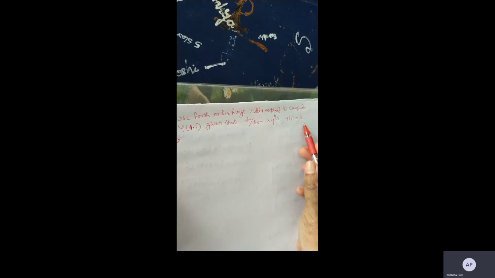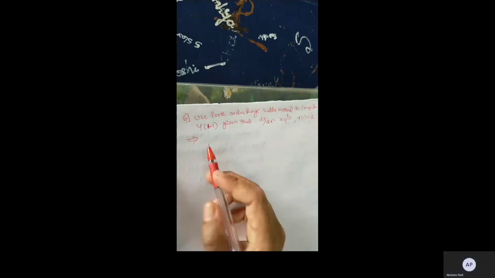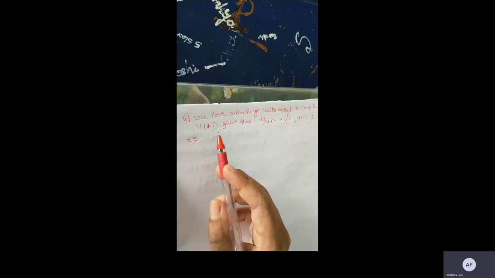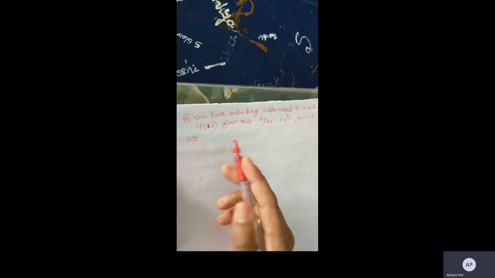In this particular example, they have given a differential equation in the form x into y raised to 1 by 3. The initial condition they have given is y of 1 equals 1. It means x0 value is 1, y0 value is also 1, and they have asked us to calculate the y value at x equals 1.1. But in this particular example, the h value they have not mentioned, which we need to calculate first. So let us solve this example.